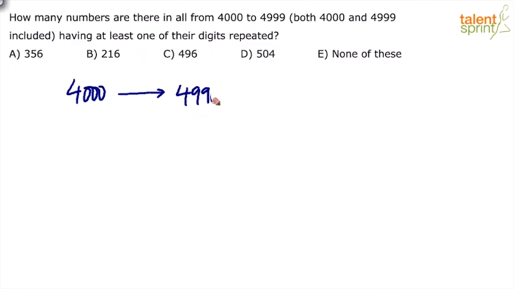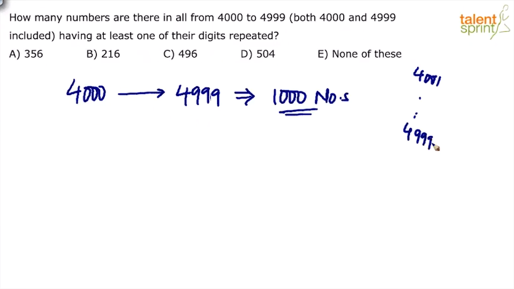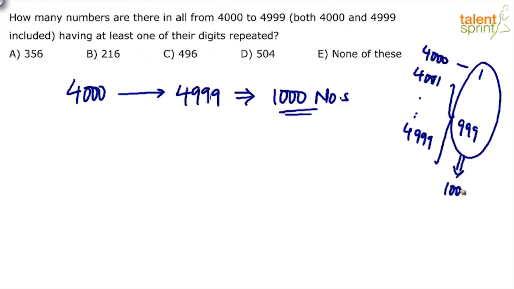4,999, not 4,990. How many numbers are there between 4,000 and 4,999? There will be 1,000 numbers, right? Yes or no? Let's assume this is 0 to 999. From 0 to 999, there are 1,000 numbers. If you are getting confused, from 4001 up to 4999, there will be 999 numbers. But he's asking us to include 4000 as well, which is 1, right? So this total gives you 1,000 numbers.